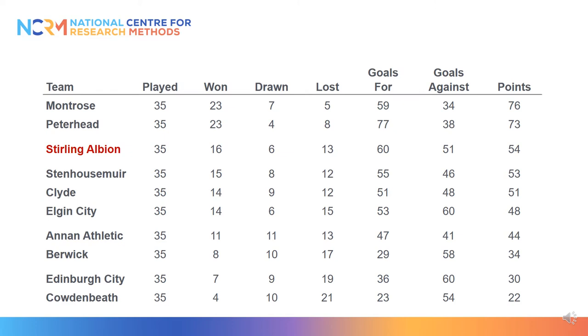Stirling Albion are playing Stenhouse Muir in the final game, and as we can see, Stirling have played 35 matches. They've won 16, drawn 6, and lost 13. Their opponents, Stenhouse Muir, have also played 35 matches, but they've only won 15, they've drawn 8, and they've lost 12.